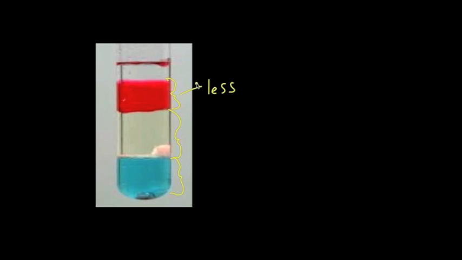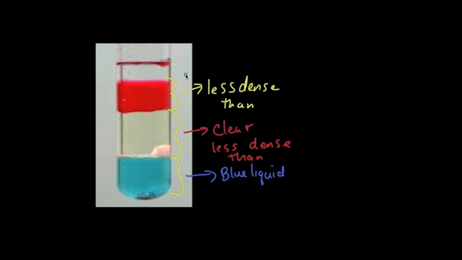So in this example, we said the red is less dense than the clear, which is less dense than the blue. We can make that statement because we can see that the blue liquid sank to the bottom, so that means it's more dense. The clear liquid sank below the red liquid, so it's more dense than the red, but it's not as dense as the blue liquid, which is why it doesn't push all the way down.